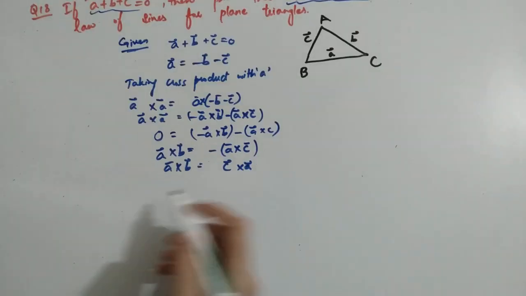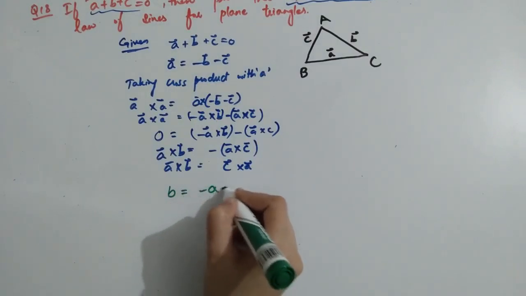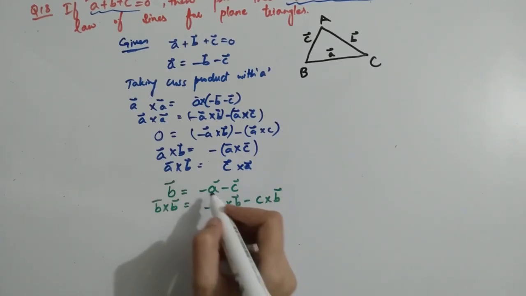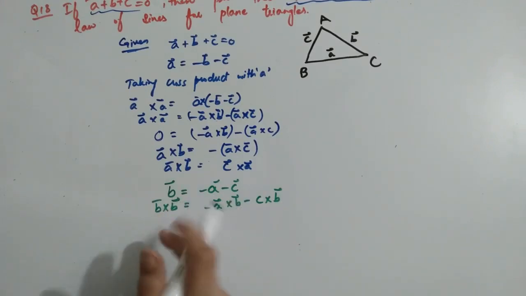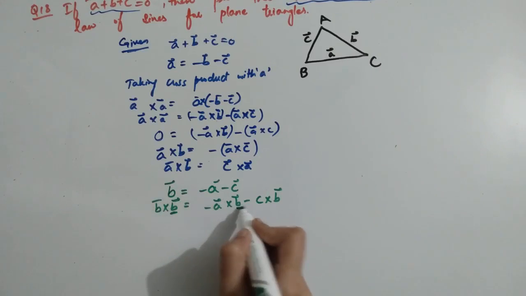Now similarly, separate B from here, you can write B equal to minus A minus C, and taking cross product with B on both sides. One thing you have to keep in mind, learners, is that if you are taking cross product on the right side, then put the B on the right side on both terms.